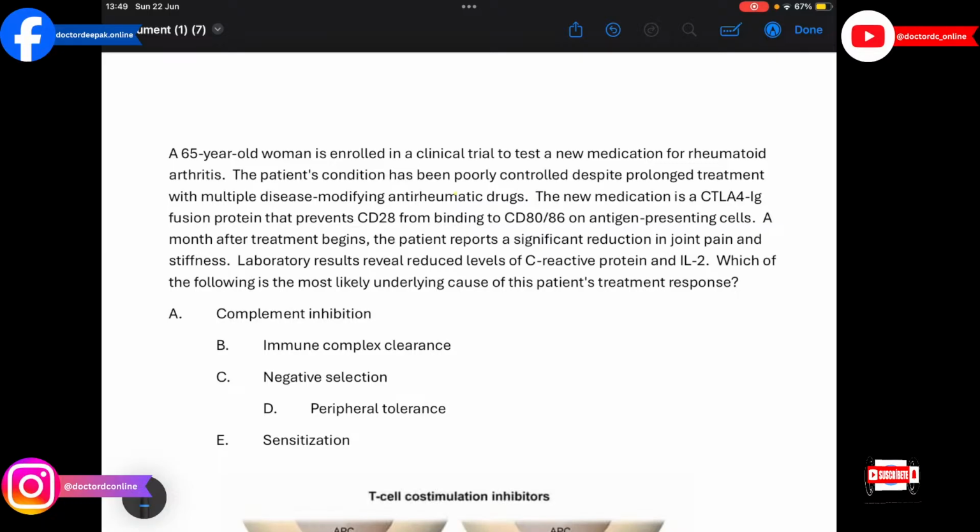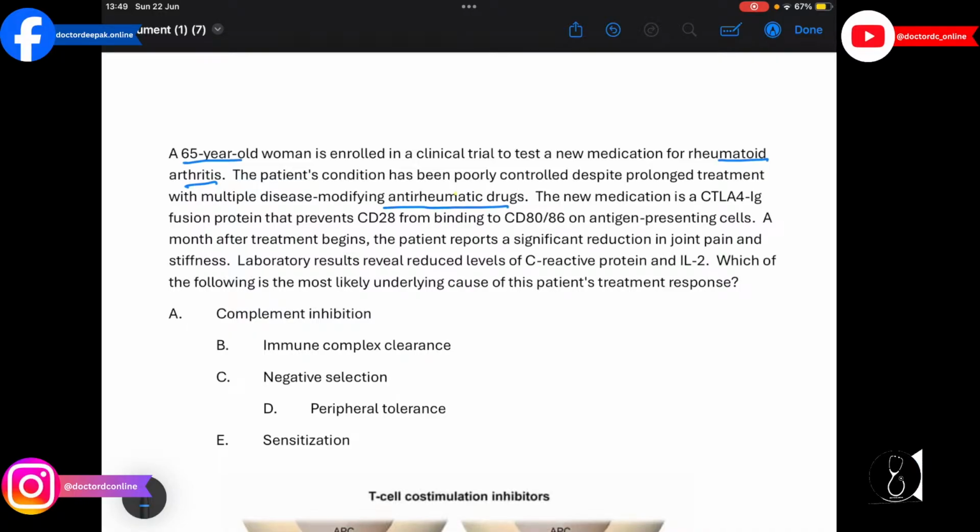And for similar papers regarding immunology, we learned in our previous week. So our first MCQ: a 65-year-old woman is enrolled in a clinical trial to test a new medication for rheumatoid arthritis. The patient's condition can be poorly controlled despite prolonged treatment with multiple disease-modifying anti-rheumatic drugs.